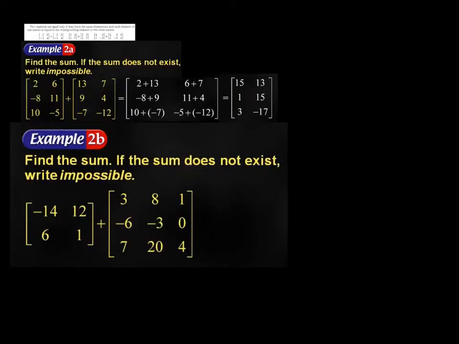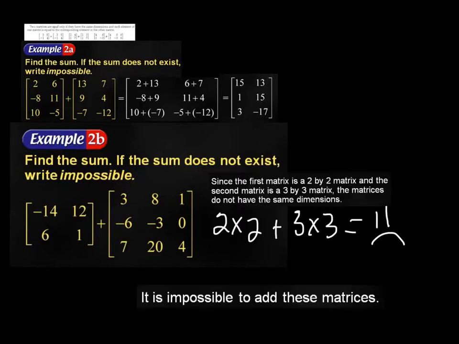The direction said find the sum, if the sum does not exist, right? Impossible. And here we have it. We have a 2 by 2 and a 3 by 3. The dimensions are not the same. So that's the not possible situation.